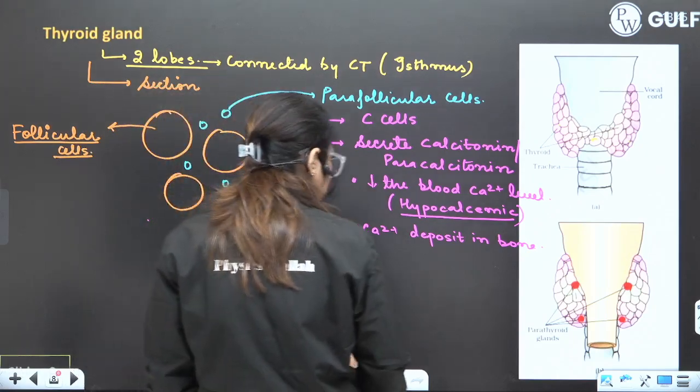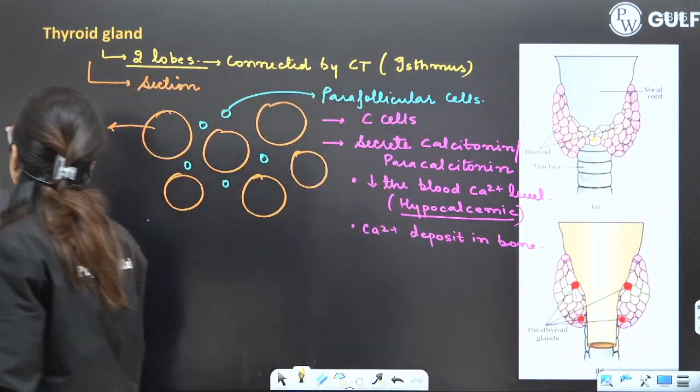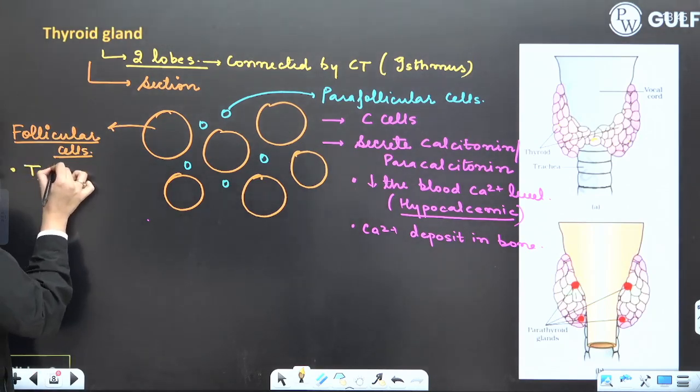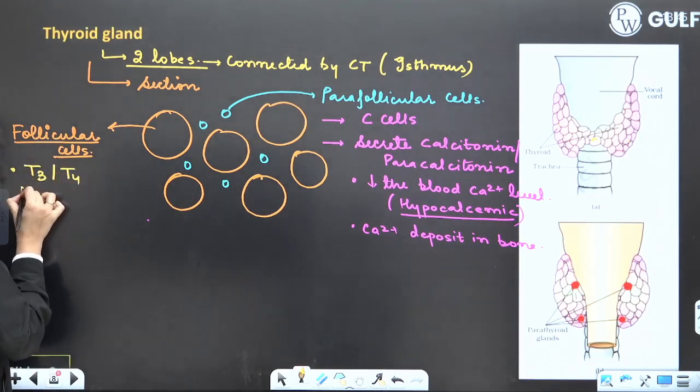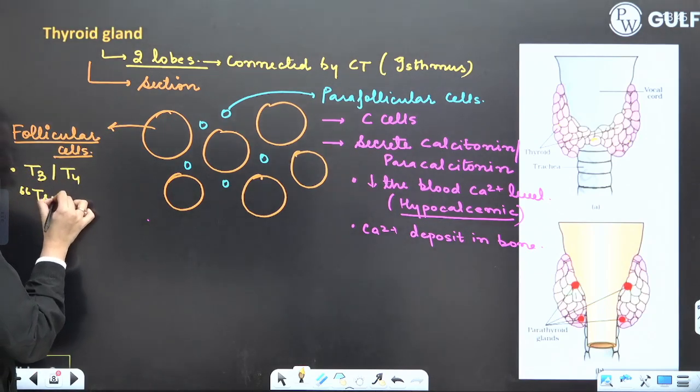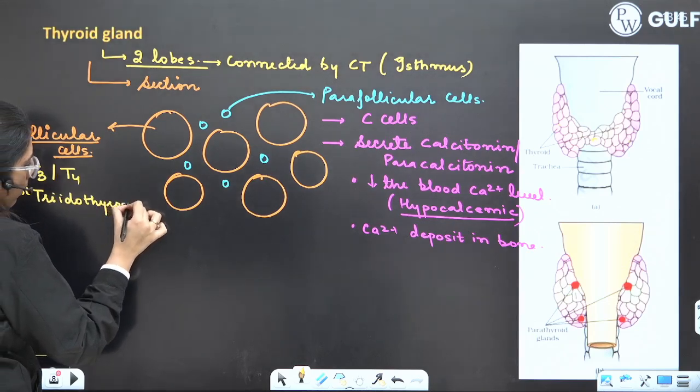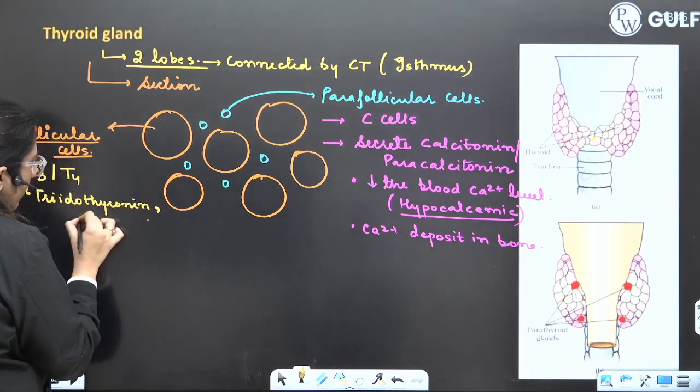Moving on to the next, follicular cells. Follicular cells are those cells which secrete T3 and T4, that is triiodothyronine and tetraiodothyronine.